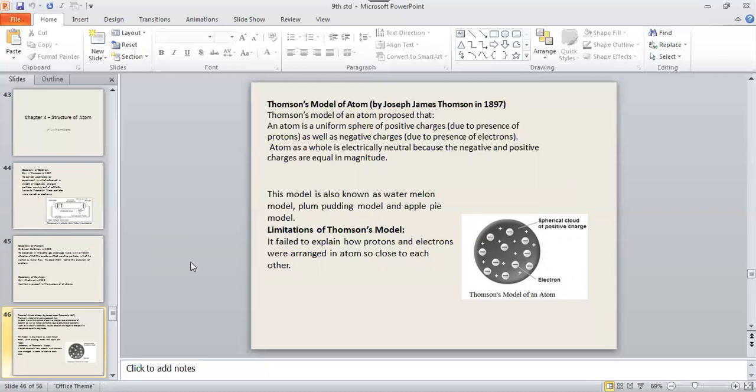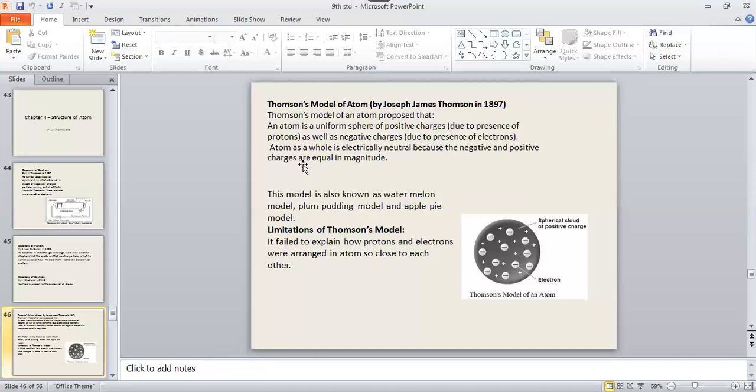He proposed that the atom is a uniform sphere of positive charge due to the presence of protons, as well as negative charge due to the presence of electrons. So this is a spherical cloud of positive charge containing positively and negatively charged particles, as given by Thomson. The atom as a whole is electrically neutral because the negative and positive charges are equal in magnitude in this sphere. Therefore, the atom is electrically neutral.